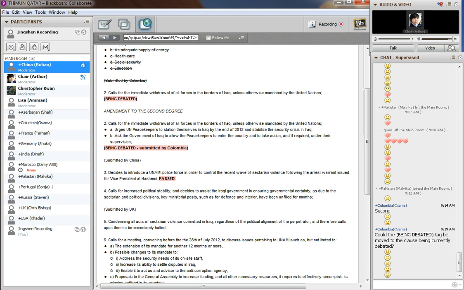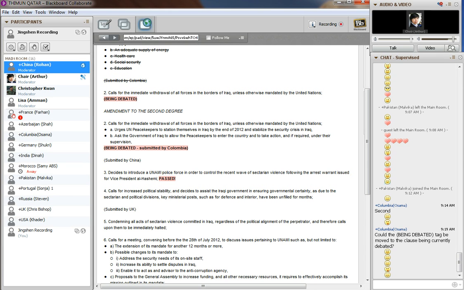The chair repeats. Are there any delegates that wish to speak for this amendment? Delegate of France, you've been recognized. Point of information to the chair. Yes. Motion to move to previous question. Are there any seconds?